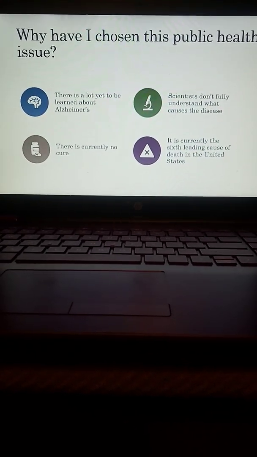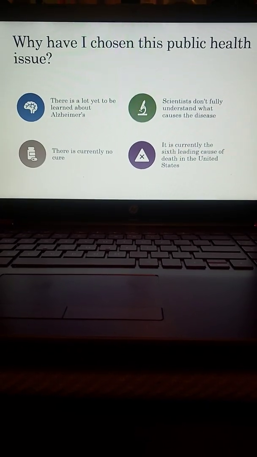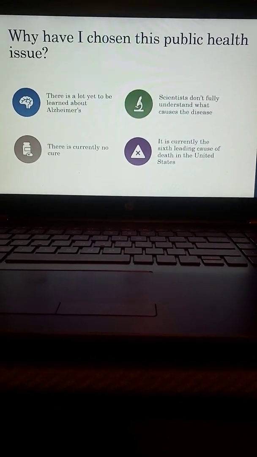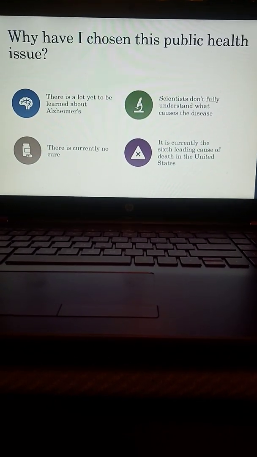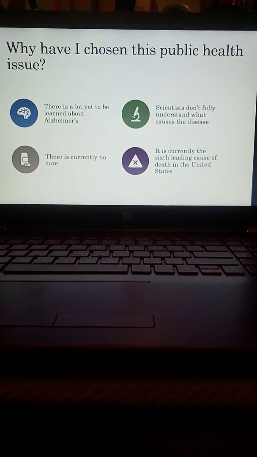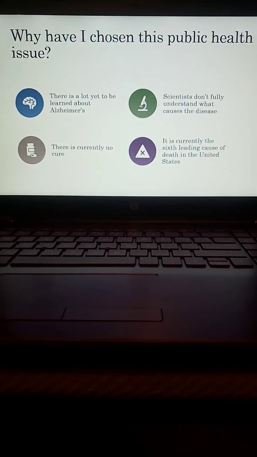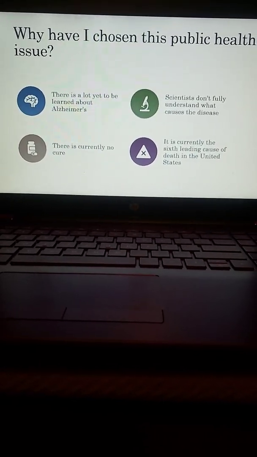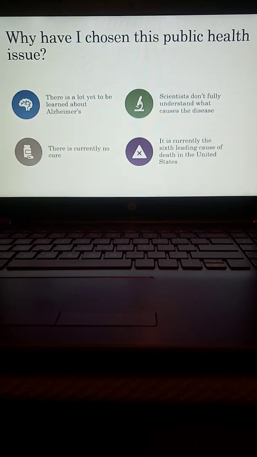So because there is so much to be learned about this disease is why I chose it, because I think informatics could play a big role in helping us to learn more about what causes it. And I decided to focus on the national level, more specifically the United States, because according to the CDC, it is currently the 6th leading cause of death in the United States. So not only is it a disease that we don't know much about, it's also very prevalent, and it's one of the leading causes of death in the US currently.